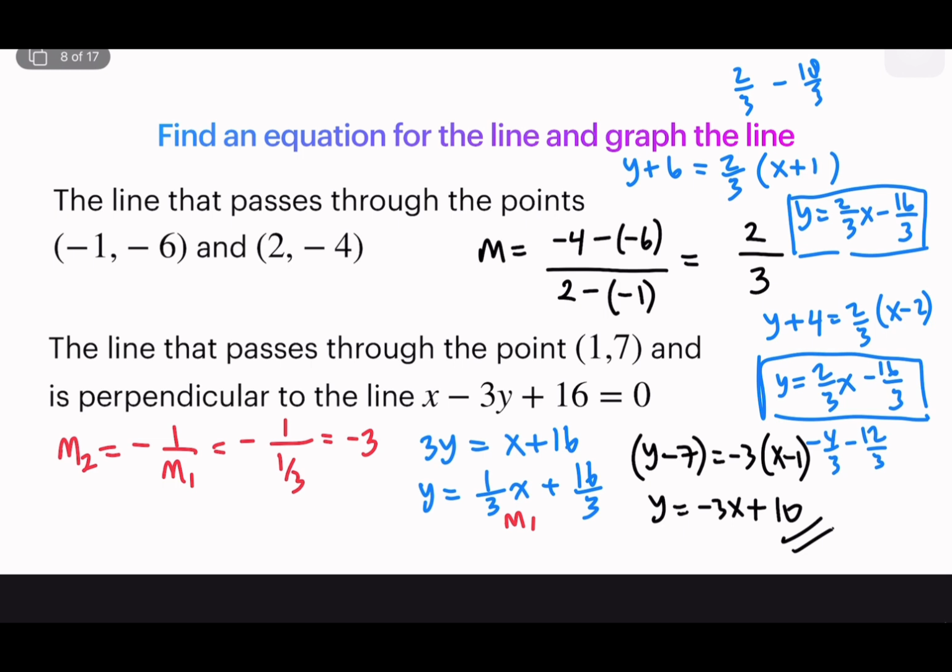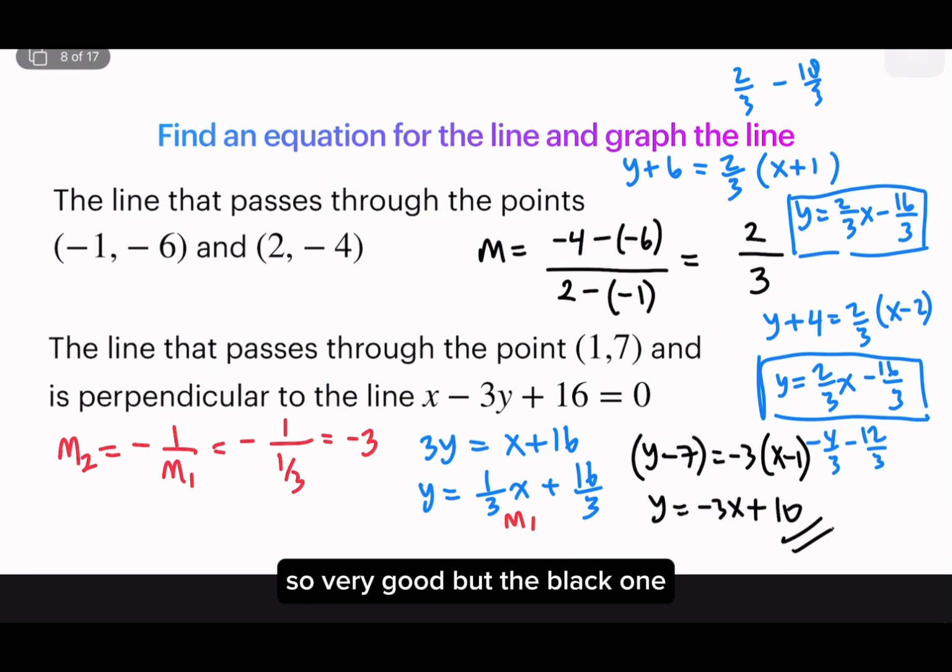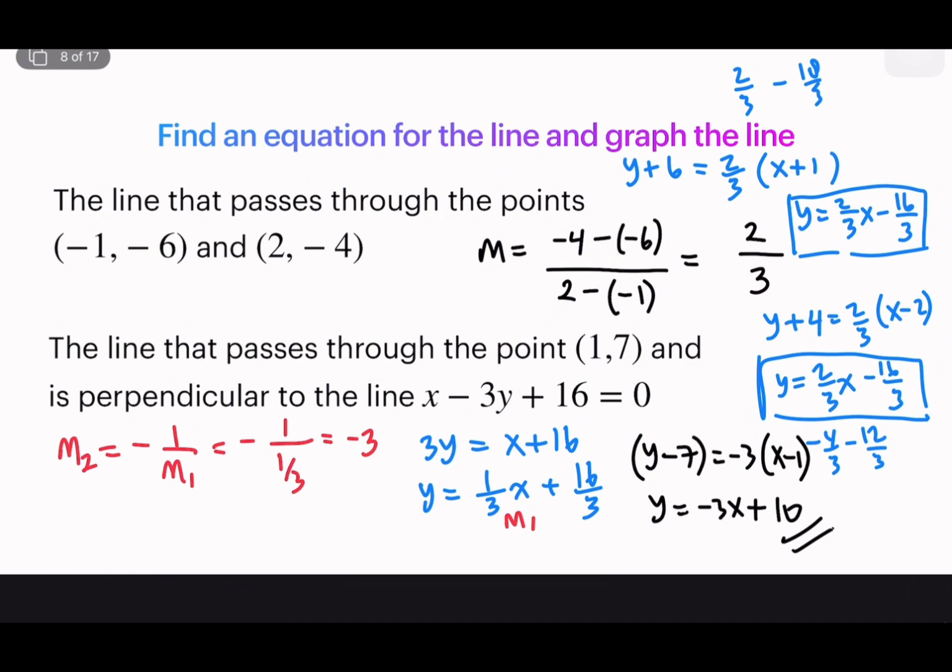That last part, I really understood very well. Which one? This one? That I got it. But the black one. Y minus 7, 1 minus 7. Minus 3 and then x minus 1. And minus 3 is the M. Yes, which is logical. And that's the formula I said, the line.